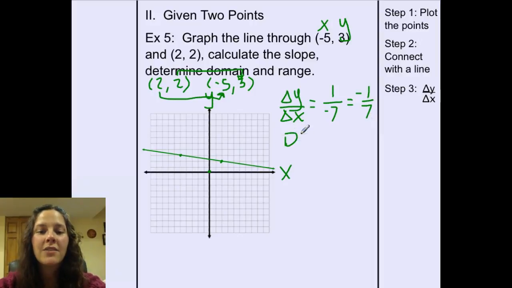Domain will be the x values. If the line isn't horizontal or vertical, the domain and range will both be all real numbers. You can always put any x value into the equation of a line that you want to, and the function machine will always give you an output.